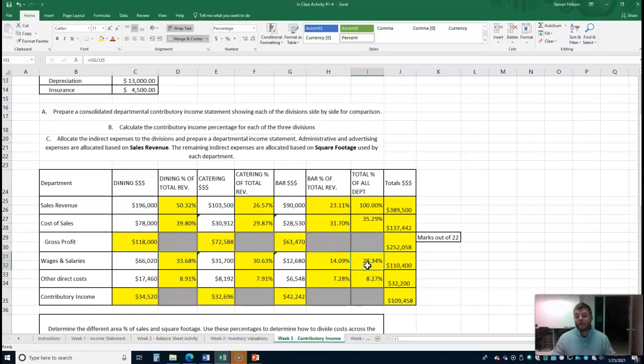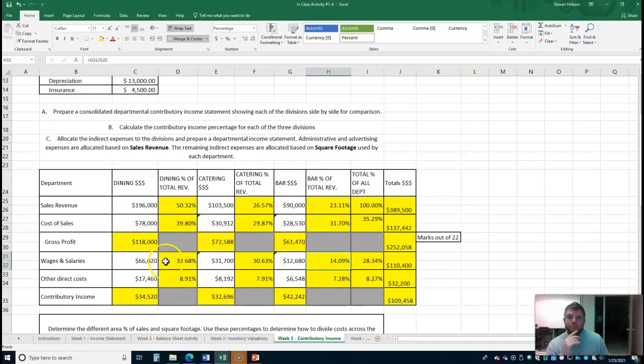And again, we always look at this as an entire property as well as individual departments. So some of the bar costs, yeah, we're not serving any tables, we're just selling drinks. But I'm probably also making drinks for the catering department as well, or I might have a bar in there as well.